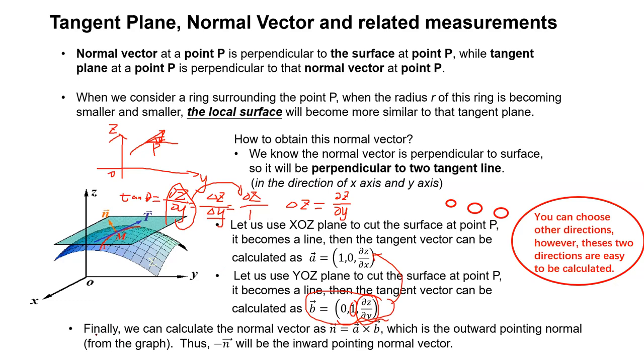And finally, we can calculate the normal vector using n equals a cross product b, which is an outward pointing normal vector, as you can see from this graph. And then minus n will be the inward pointing normal vector. If you don't know what it means, you can just ignore it and use the right hand principle, and you can get the true direction of the normal vector.